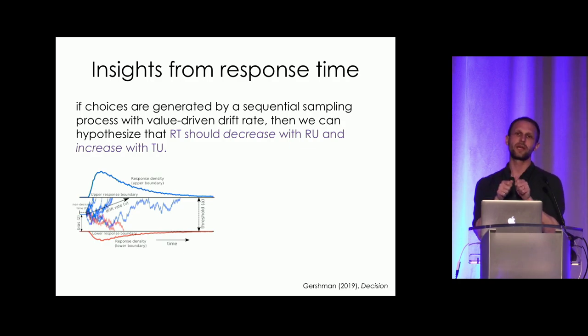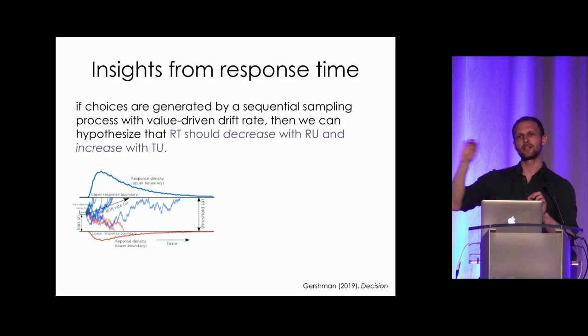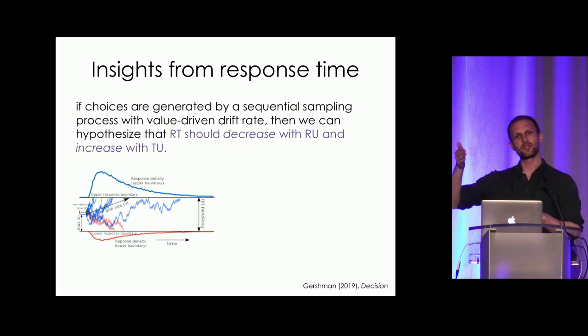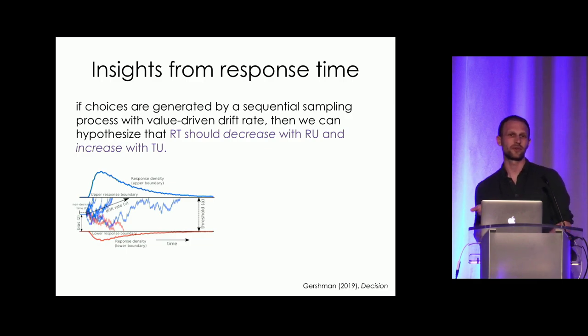if the drift rate of the evidence accumulator is proportional to the value function plus some relative uncertainty bonus, then that's going to speed up the rate of evidence accumulation and make response times faster. But remember, the total uncertainty is actually entering into the denominator, so it's normalizing those value functions, and so a higher total uncertainty is going to slow down the drift rate, slow down the evidence accumulation, and make response times longer. And we see evidence for this.